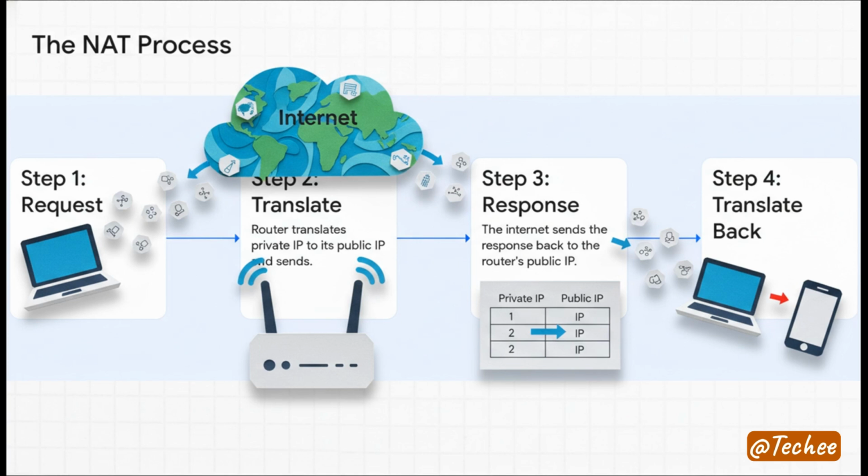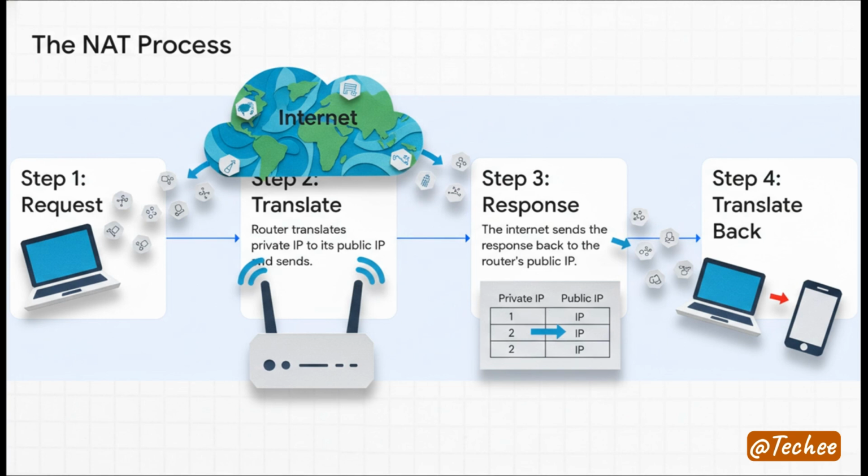After that, the website sends a response back, but it sends it to your router's public IP, the only one it knows. And here's the final crucial step. The router gets that response, checks its NAT table, and says, this response is for the laptop. It then translates the address back to your laptop's private one and sends the data directly to you, and not, say, to your roommate's phone. And all of this happens in just a few milliseconds.